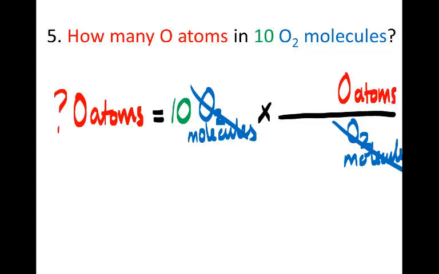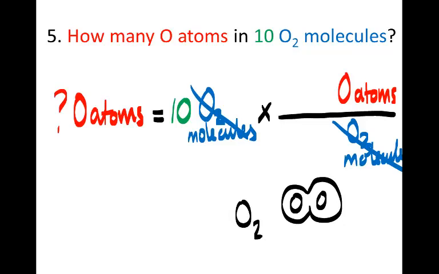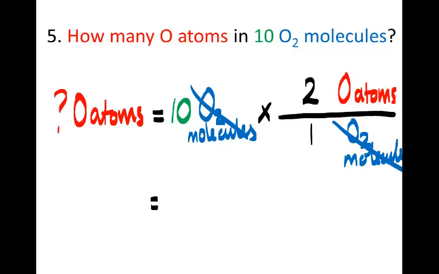So we ask ourselves, how many O atoms in an O2 molecule? The molecule O2 consists of 2 O atoms bonded together. So 2 O atoms and 1 O2 molecule are equivalent to one another. So if we have 10 O2 molecules, there are double as many, 10 times 2, 20 O atoms.